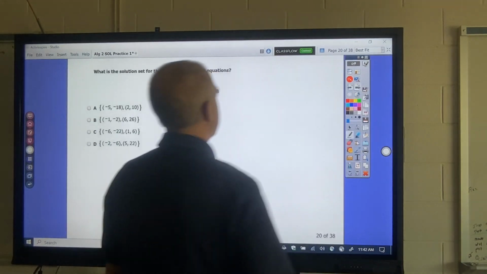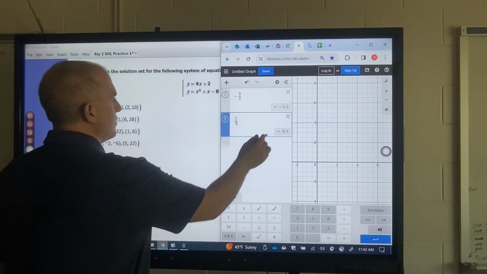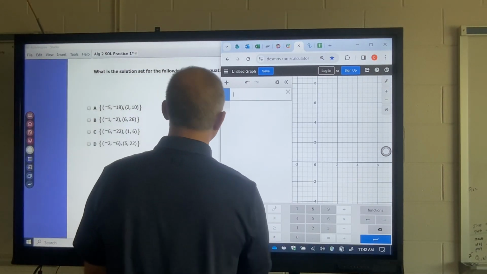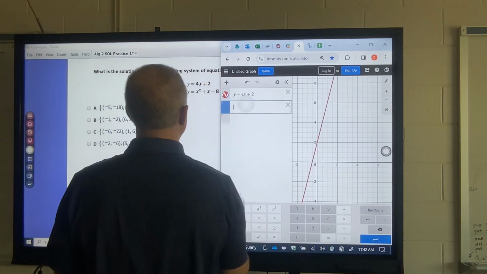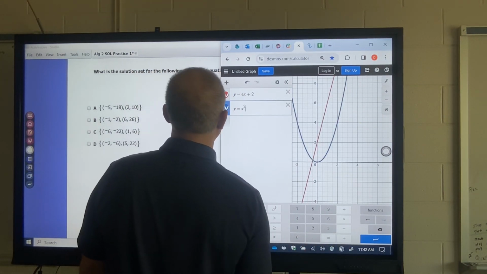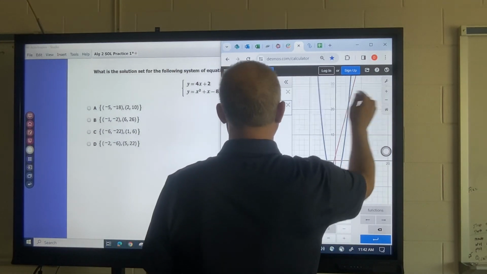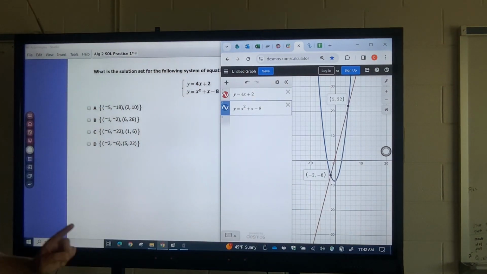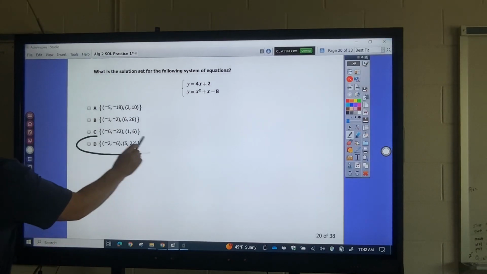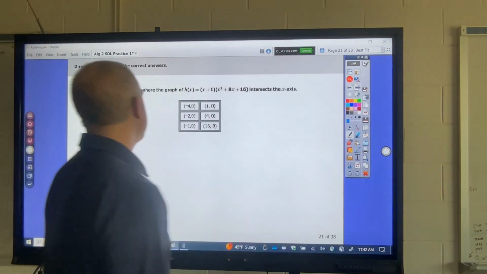Number 20, what is the solution of this system of equations? If they give you the equations, you can always just type them in, especially to get down to systems. Plus x minus 8. And then what I'm looking for is where does it cross each other? At -2, -6, and 5, 22. So that'd be letter D. So any of the equation graphing things, go ahead and put those in.